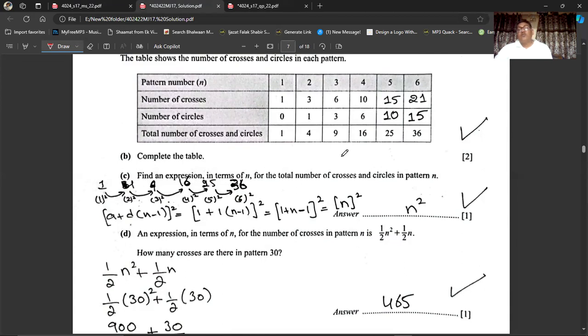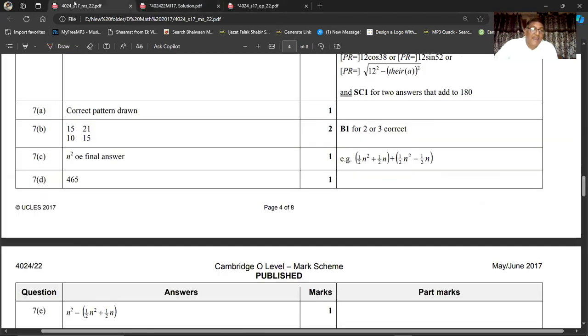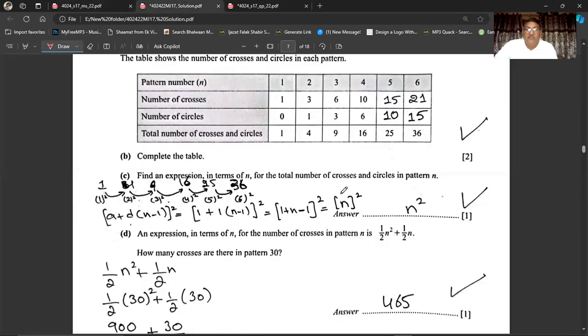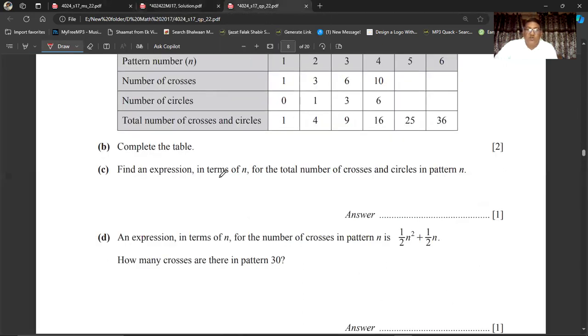With just the pattern, you can write the nth term. It was 1 square, 2 square, 3 square, 4 square, 5 square, 6 square. So the nth term will be n square. It's the right answer, sir. There are two methods I have done with the formula. You can also do it directly by just looking at the pattern. All I want you to do is look at the pattern.